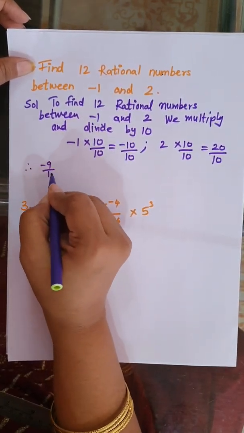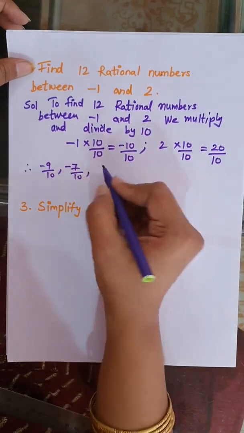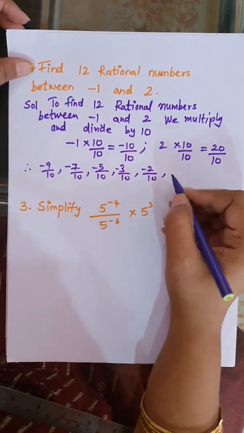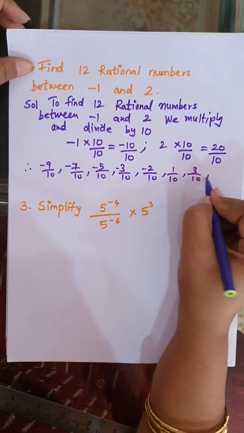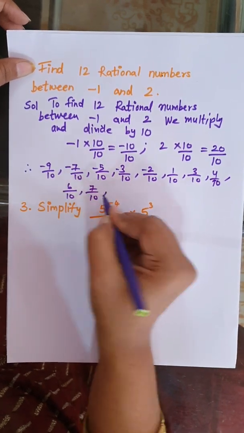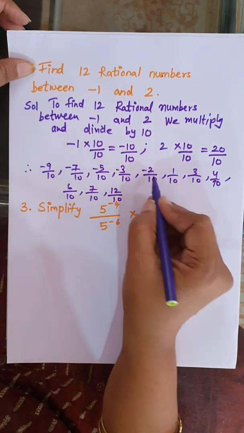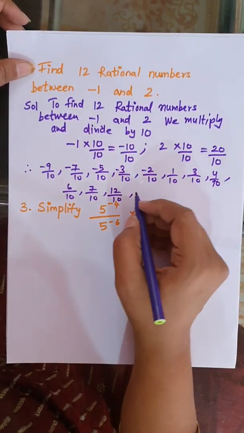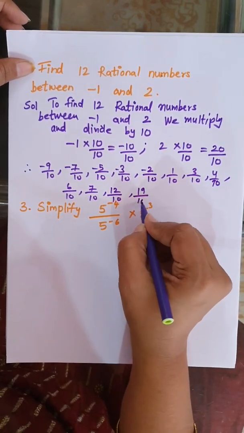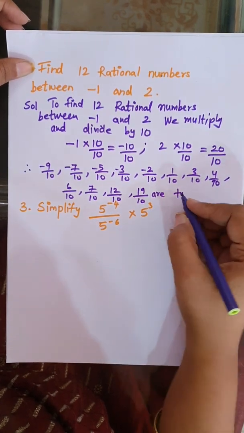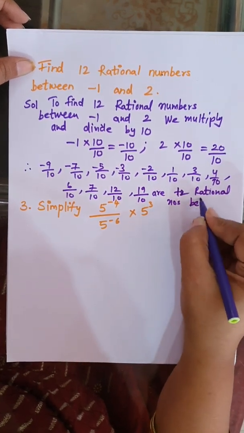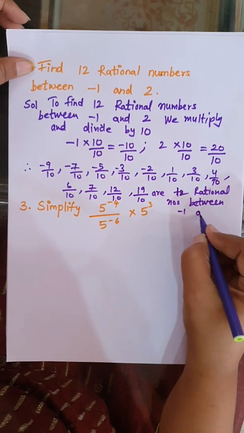Therefore, minus 9 by 10, minus 7 by 10, any you can take, minus 5 by 10, minus 3 by 10, minus 2 by 10, 1 by 10, 3 by 10, 4 by 10, 6 by 10, 7 by 10, 12 by 10, and minus 19 by 10 are 12 rational numbers between minus 1 and 2.